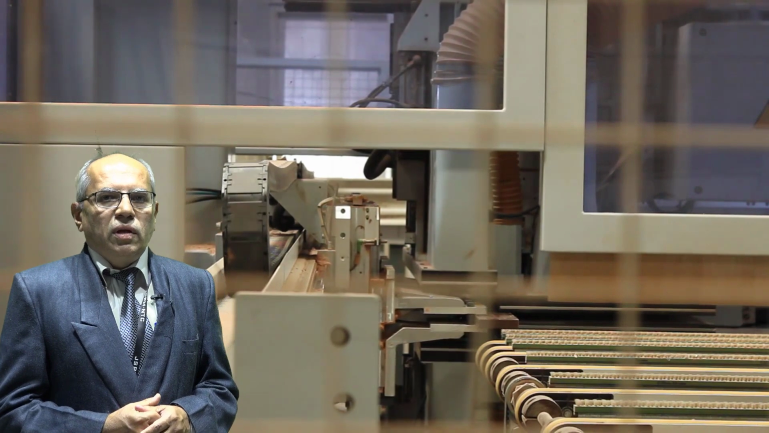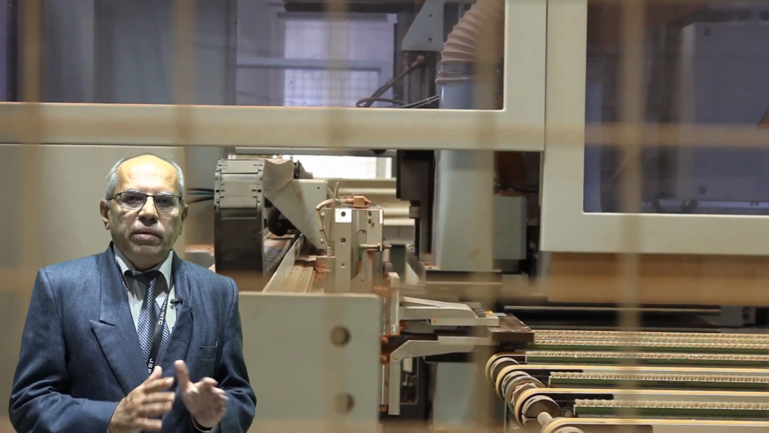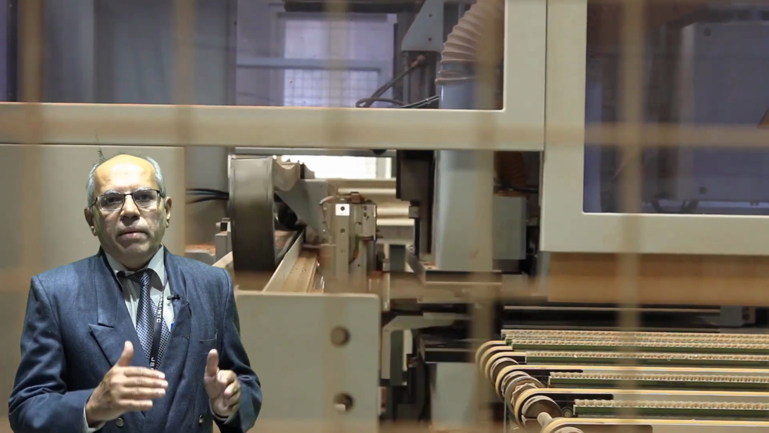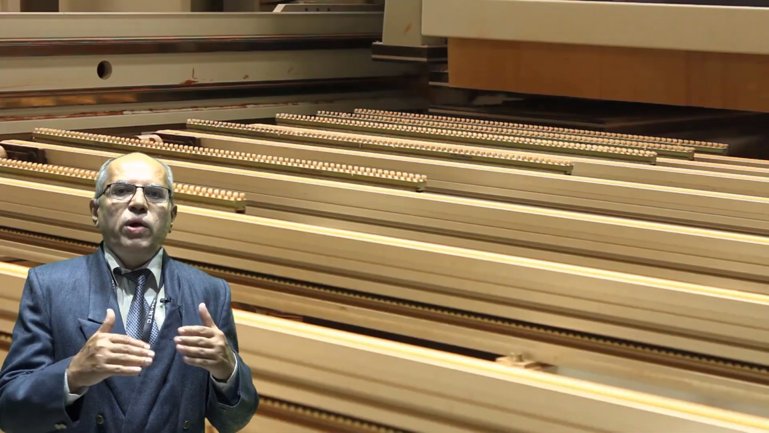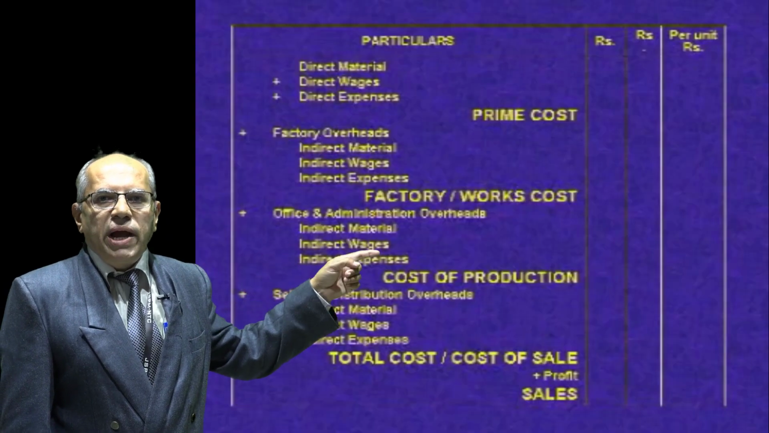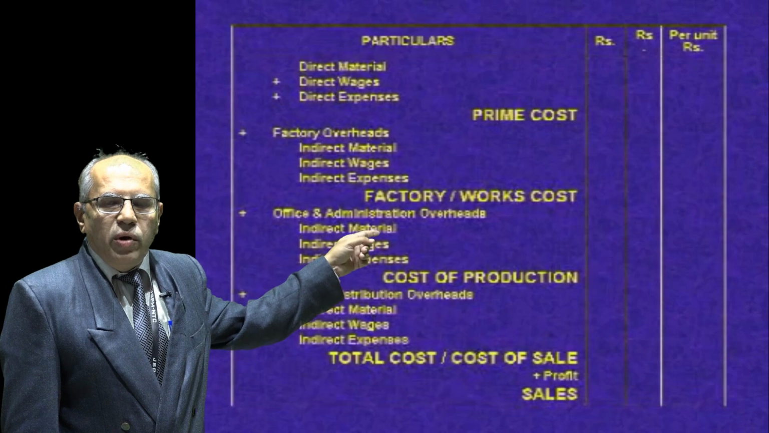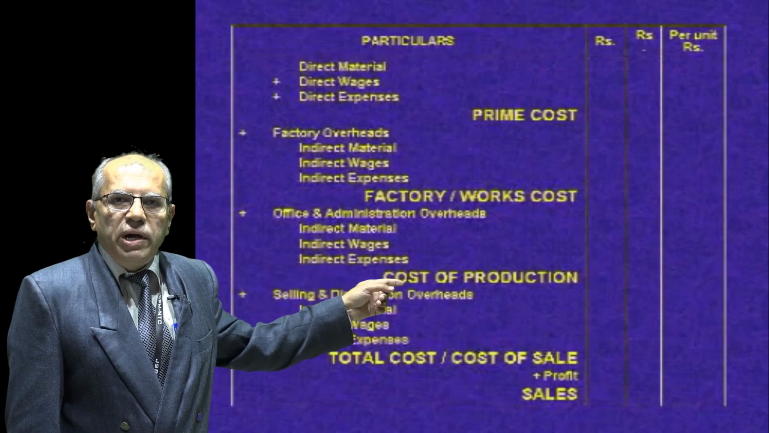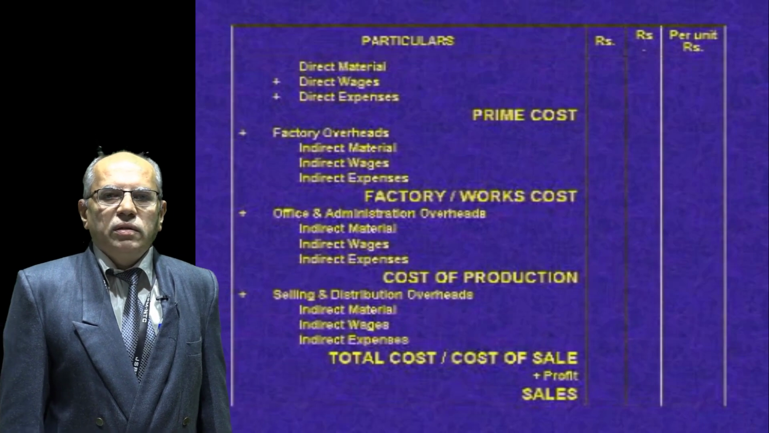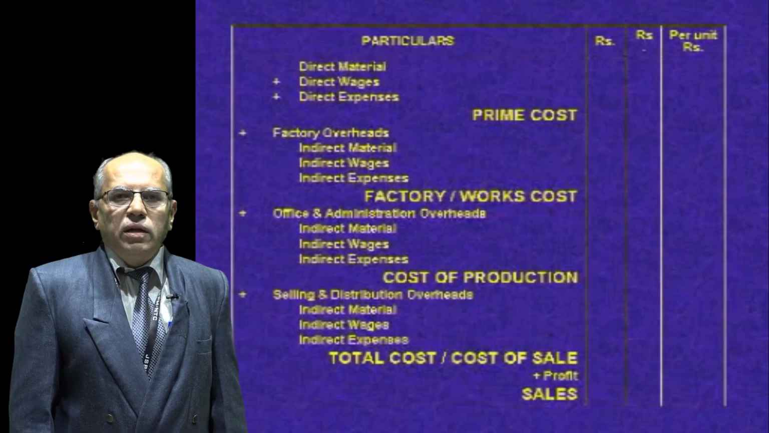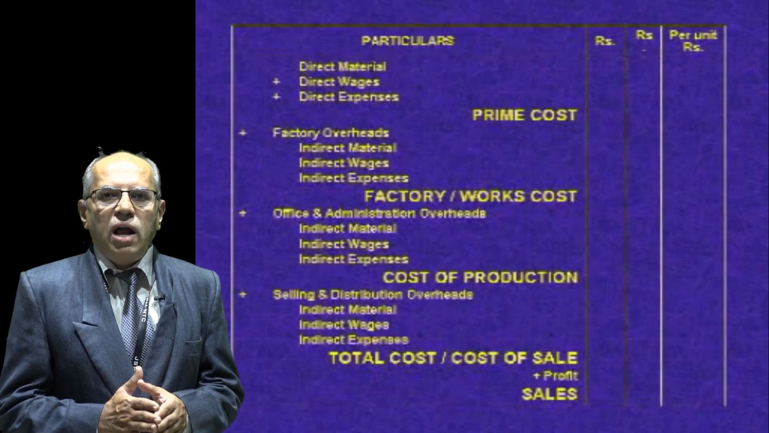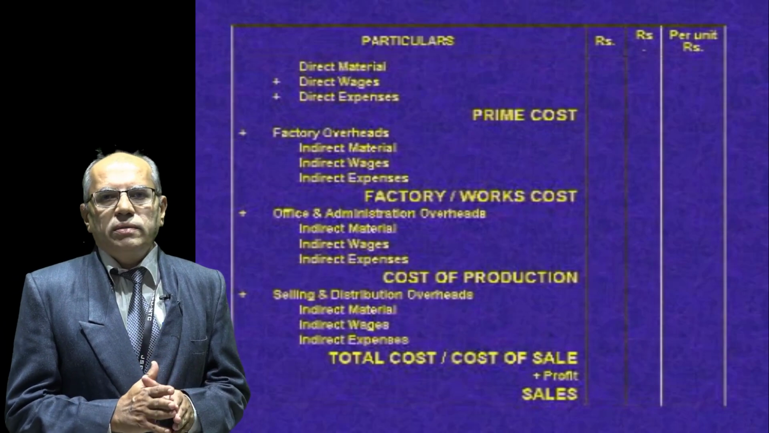Now after knowing the meaning of direct and indirect, let us understand the indirect part, which is from your overheads. As I told you, overheads are subdivided into three categories: factory overheads, office and administrative overheads, and selling and distribution overheads. Now what are they? Factory overheads are the expenses incurred during production of any product. Such expenses are termed factory overheads.